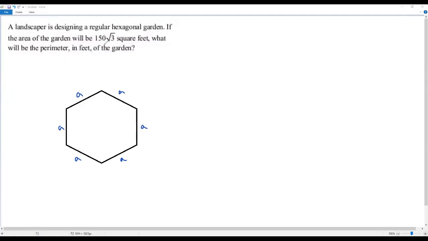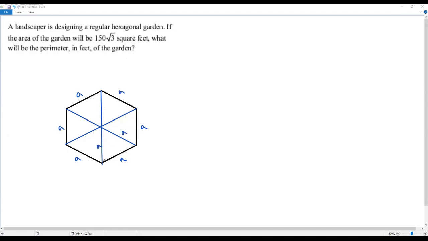Okay, always a regular hexagon can be split up into 6 congruent equilateral triangles. Let me do it. So here, let me split up this one into 6 congruent equilateral triangles. Here I got 6 congruent equilateral triangles. Since each one is an equilateral triangle, all the 3 sides will be equal in length. Already we know the length of this side, that is A. Then the length of this side also will be A. This side also will be A.